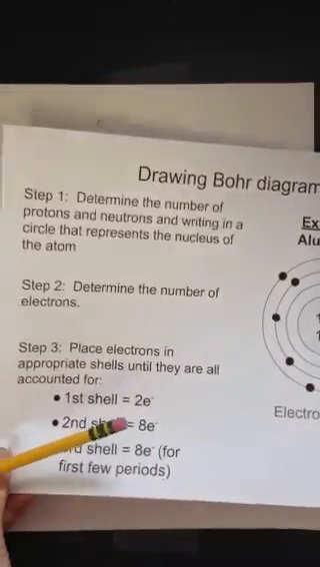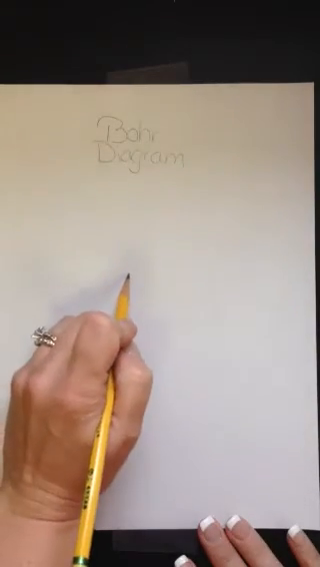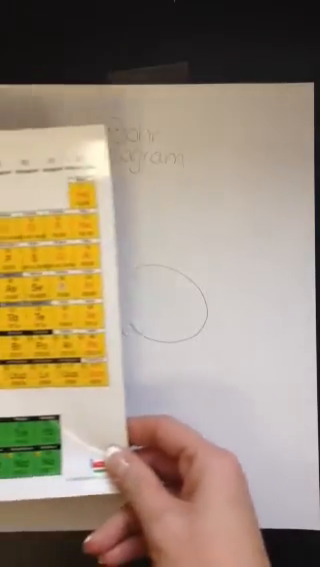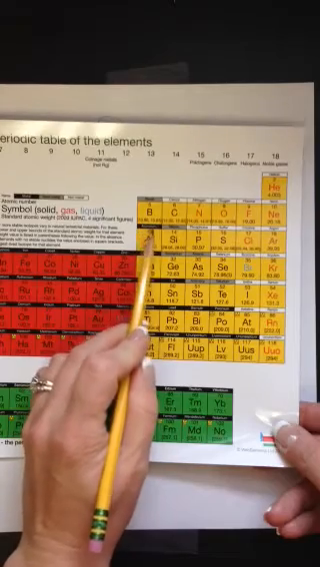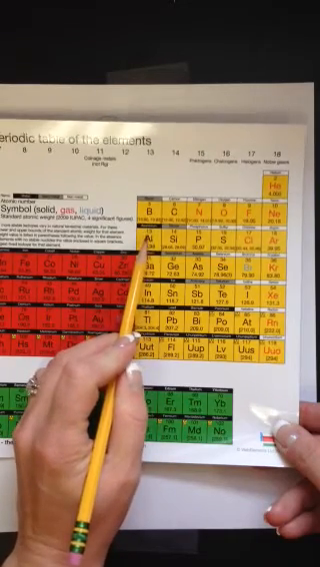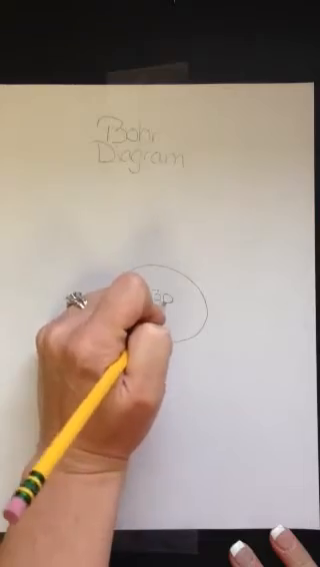So our first step is to determine the number of protons and neutrons, and we're going to write them in a circle that represents the nucleus of the atom. So that's the first thing that we're going to do. We'll draw a circle, and let's say we're drawing aluminum. So we have to look at our periodic table, find aluminum, which is Al. Aluminum has an atomic number of 13, so we know that that's the number of protons. So we're going to write 13p.